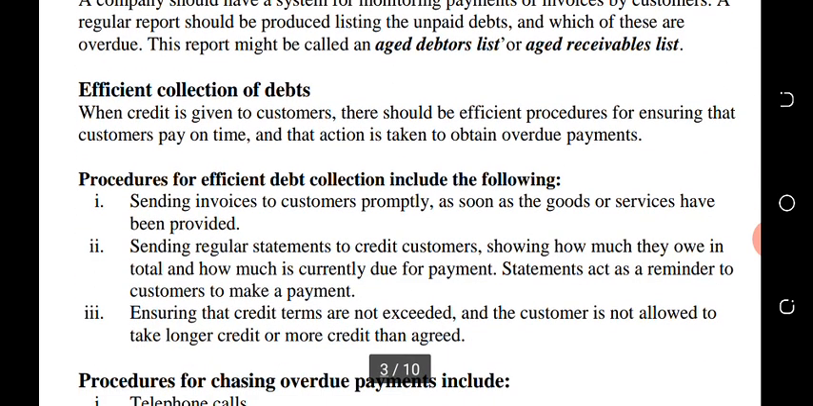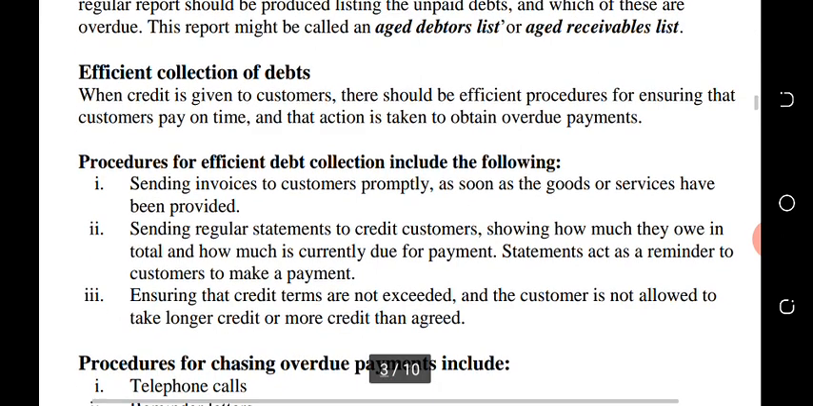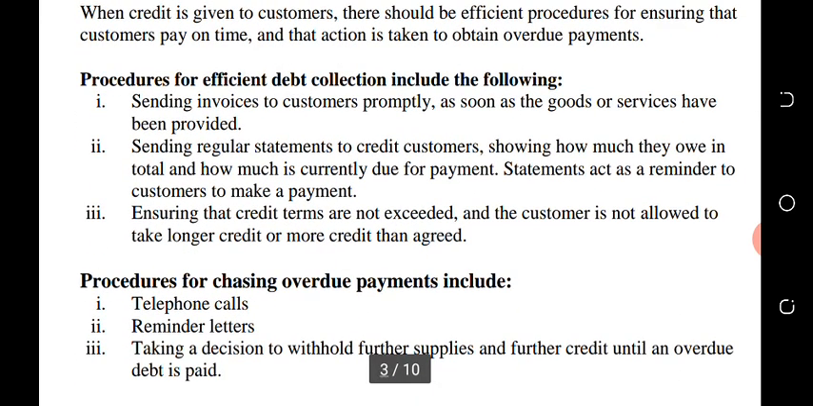Effective collection of debt. So how can we collect our debt? Procedures for efficient debt collection include the following. What are the procedures a company can follow in order to collect debt? One, sending invoices to customers promptly as soon as the goods or services have been provided. So only send invoices to them promptly when due. Once they order the goods, as long as you dispatch the goods, send them an invoice.